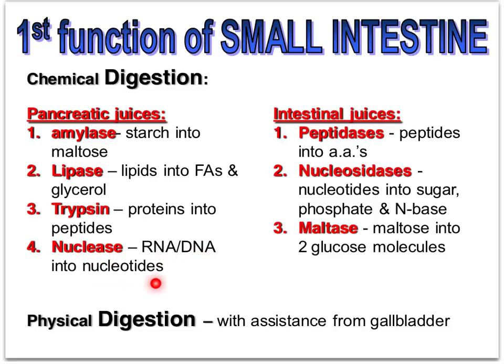So this all comes from the pancreas, and therefore it's the pancreatic juice. Then we also have the cells of the small intestine, which release their own enzymes, and these are called intestinal juices. And so these involve peptidases, which break peptides into amino acids, nucleosidases, which break down nucleotides into their sugar, phosphate, and nitrogen-containing base. And then we also have maltase, which now breaks down the amylase products, the maltose, into 2 glucose molecules. So the small intestine is the site of action for all of these enzymes listed on this slide.